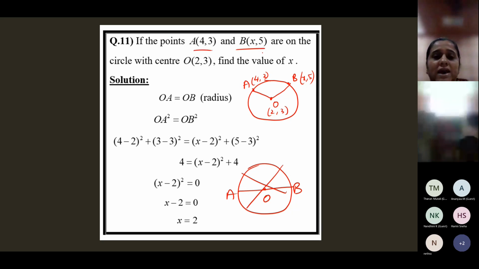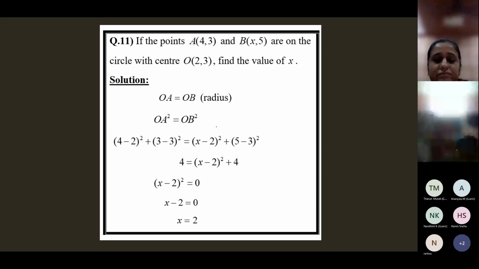A and B are on the circle, that's all, anywhere on the circle. So you must assume the general case where they are not the end points of the diameter. You cannot assume A and B to be the end points of a diameter. If that was the case, that would have been given to you. So like this, you'll have to do.